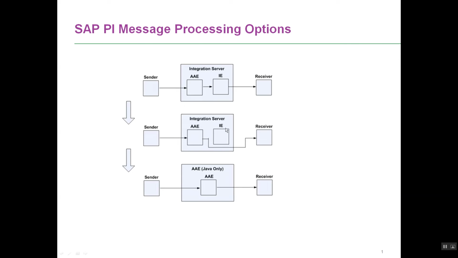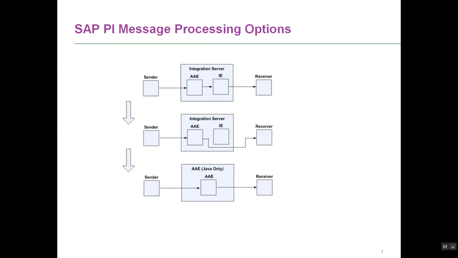So from PI 7.31, all the functionalities that were available in the integration engine were made available in the Java stack, except for CC/BPM, as a result of which you could start installing a Java only PI. So if you have a Java only PI, or a PI that does not have an ABAP stack, the configuration that we saw so far, sender agreement, receiver determination, interface determination, and receiver agreement, will not be supported, because in that case the message has to process through the ABAP stack of PI. So in that case, you would be using what we call an integrated configuration.